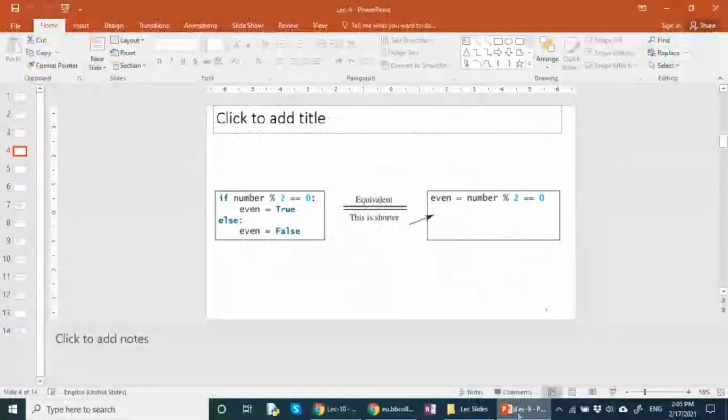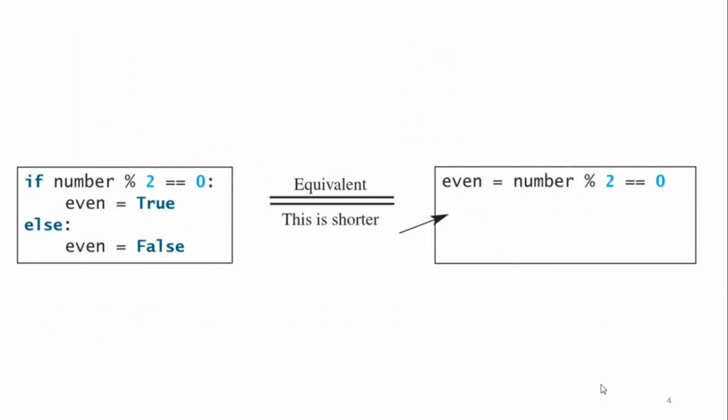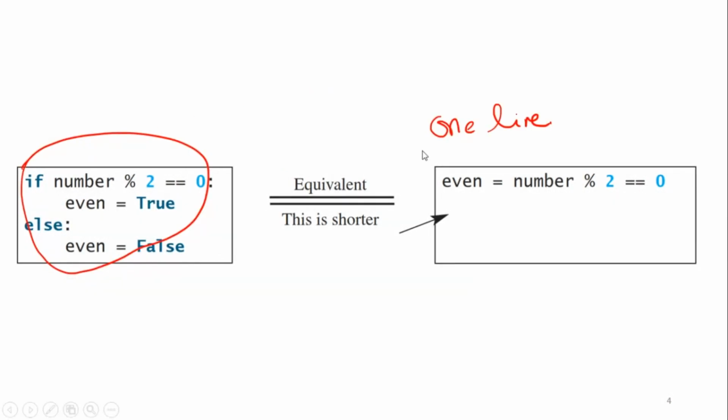Okay, so we were doing this in the last lecture. Today we'll do something a bit interesting. That is called writing the if and else in one line. Let's see how this code is the same as this code.